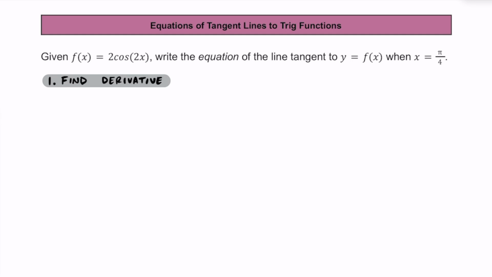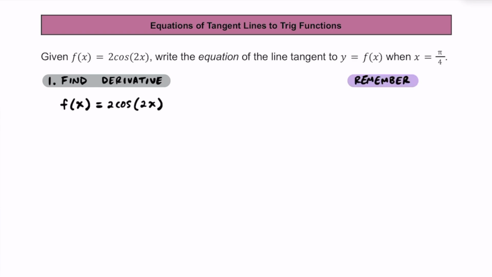So the first thing we're going to do here is find the derivative of this original function. We can see here we have our original function of f of x is equal to 2 times cosine of 2x. And we're really going to have to think about our function as two parts here. We have an outside function and an inside function, and we're going to apply the chain rule here.